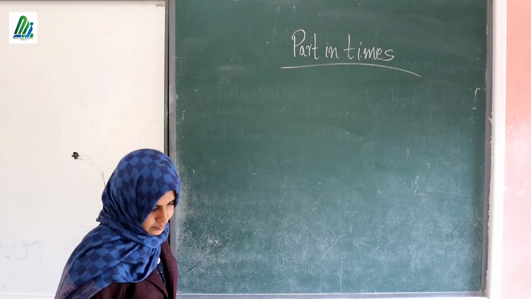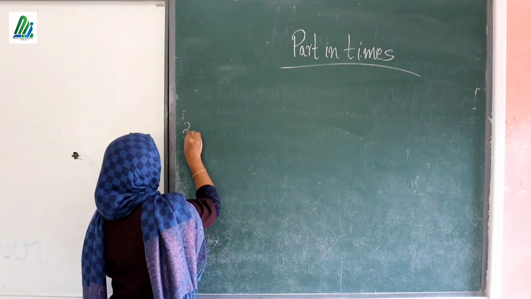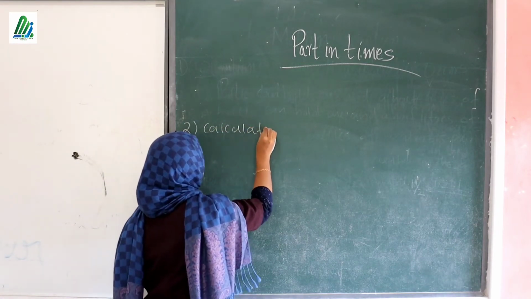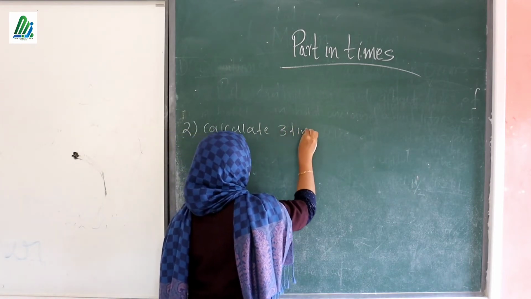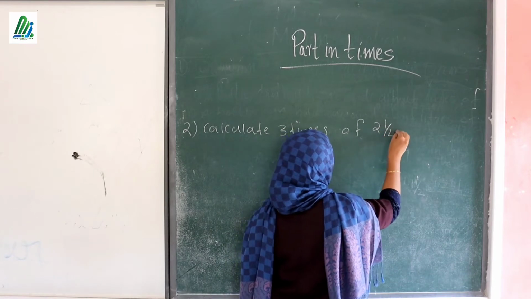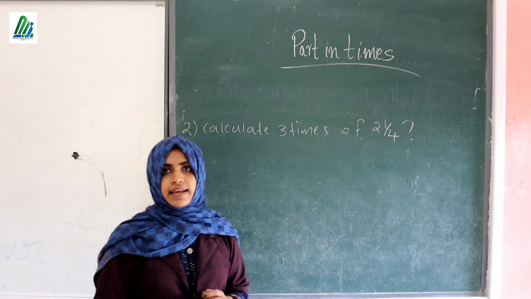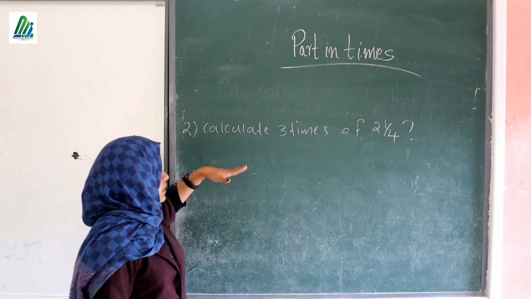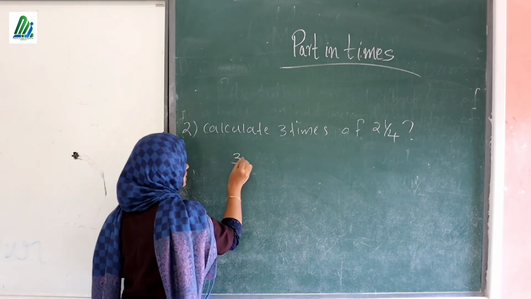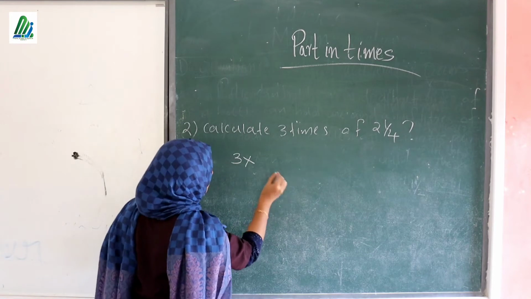Second question, calculate 3 times of 2 1 by 4. So this is the second question, calculate 3 times of 2 1 by 4. Here times means multiplication. So we just multiply by 2 1 by 4.